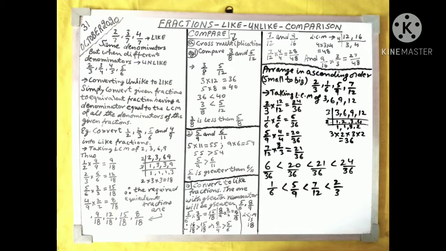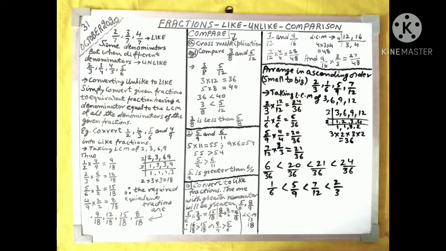Same way we have another comparison, 7 by 12 and 9 by 16. So if you take the LCM of 12 and 16, you get LCM as 48. So we convert 7 by 12 is equal to 28 by 48 and 9 by 16 is equal to 27 by 48 as shown. And clearly 28 by 48 is greater than 27 by 48 because the numerator is more. So 7 by 12 is greater than 9 by 16. Simple. Now see the next important one.